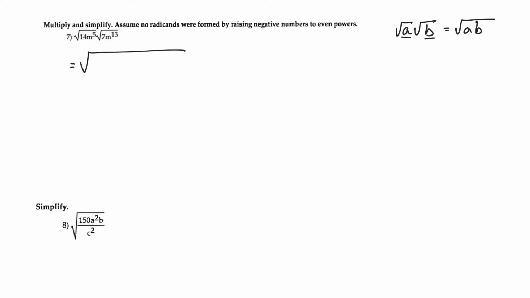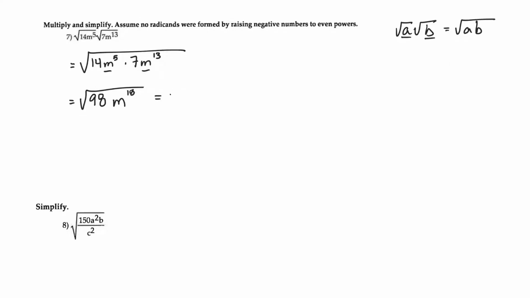So it'll be the square root of 14m to the 5th times 7m to the 13th. Now, I can multiply the 14 times 7 if I want and get 98. And then the m's would be 5 and 13. Multiplying common bases, I add their exponents. That would be 18. And then I'm looking for two things inside that I can bring one out.